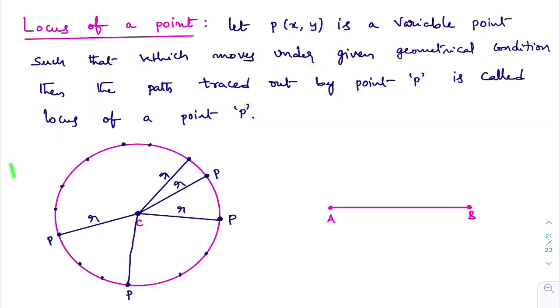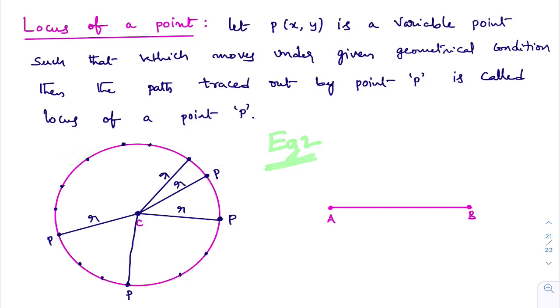In this example, what is the condition here? C is the fixed point. P is a variable point such that the distance from C to P is always constant. At a constant distance. That means this distance is also the same like that. Then for that example, what is the locus of point P? The locus of point P is a circle. I hope you understand this. I'll try to explain this definition with another example.